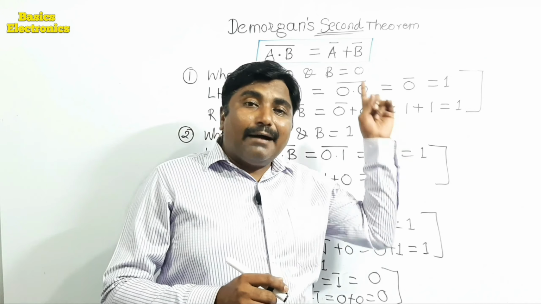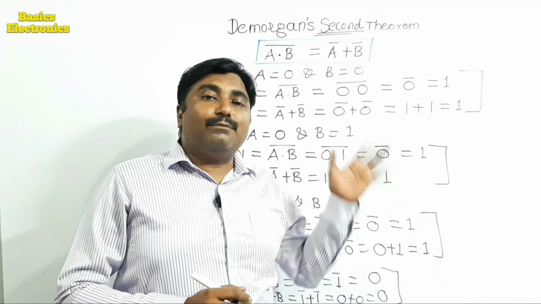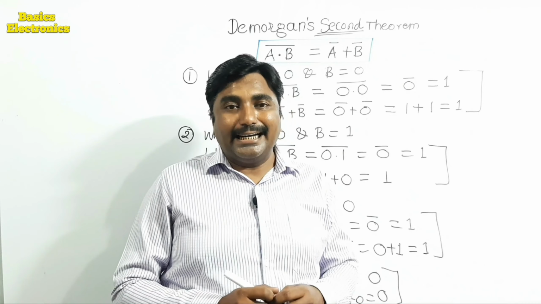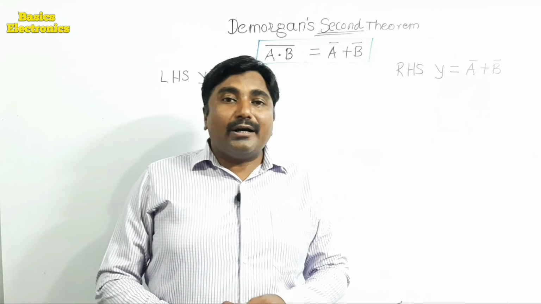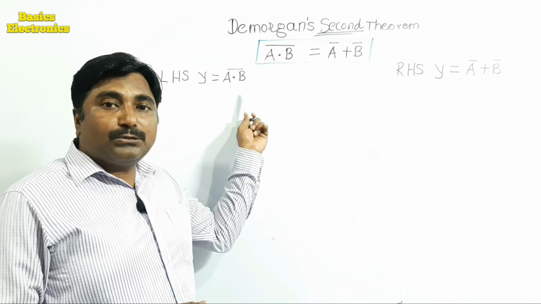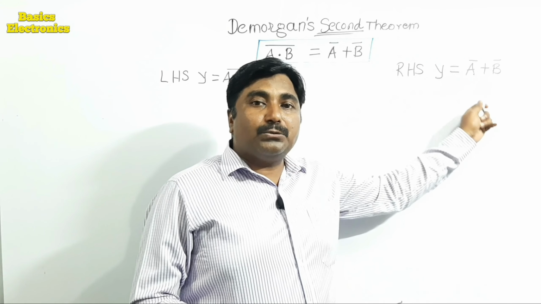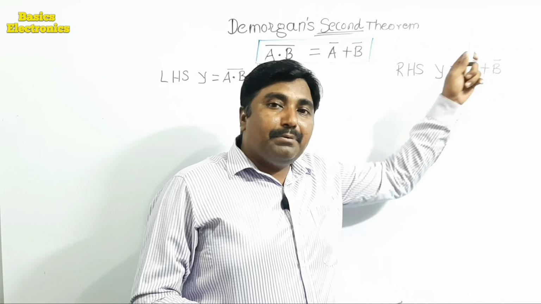So here, after this mathematical proof by assigning the values of A and B, we have to draw the logic diagram for the left hand side as well as for the right hand side. Also we draw the symbol for both the sides. So we have to draw the logical diagram for the left hand side, Y equals A dot B complement, and for the right hand side, Y equals A complement plus B complement.